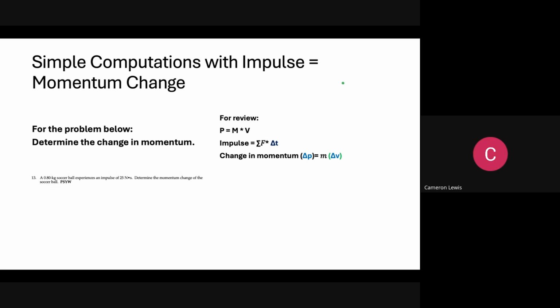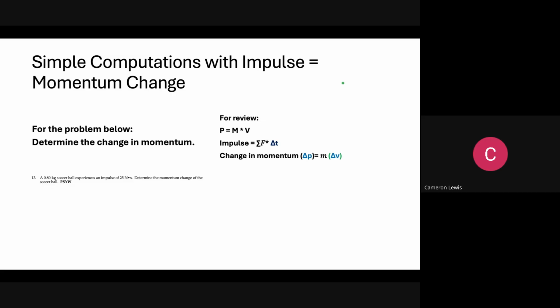All right. I'm glad that we're doing this. One more time. Impulse is equal to change in momentum. What is given in the problem in the first sentence? We have two values given. What's the first one? Mass. What's the second one? Impulse. So it has an impulse of 25 newtons per second.